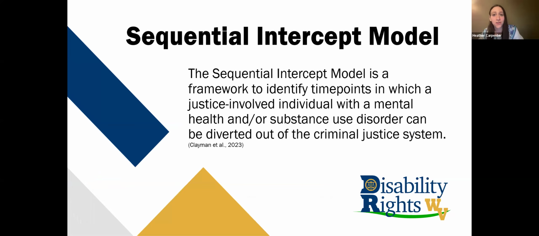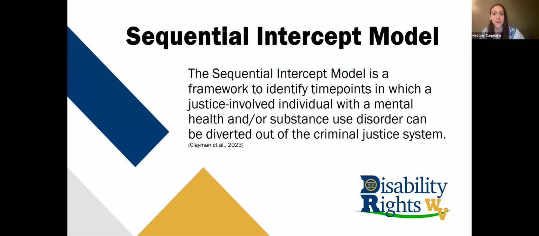So, we mentioned a lot of the stuff that is concerning and lacking within the system, but don't worry, we're here to tell you that there may be a solution. A lot of other states have looked into this, as well as West Virginia. So, we have the Sequential Intercept Model. Can you guys just drop in the chat or do the little hand thing if anyone's heard of it? No? Okay, good. We're going to tell you about it.